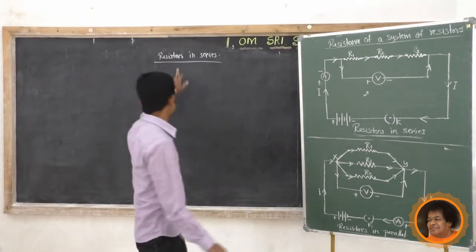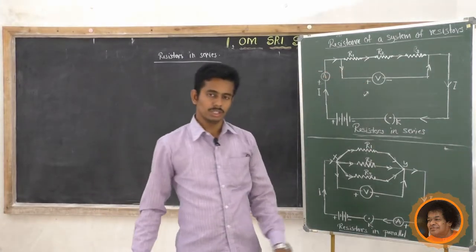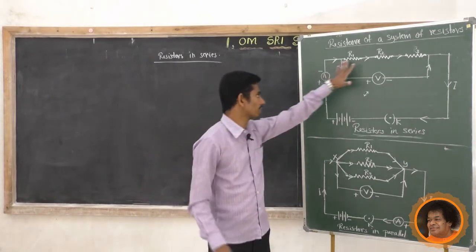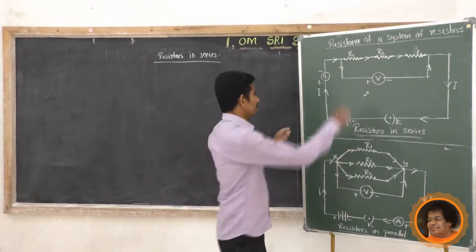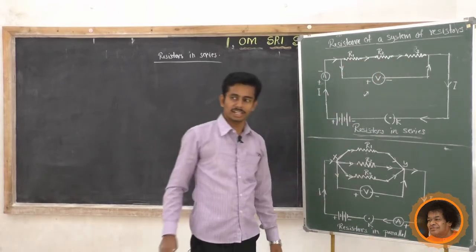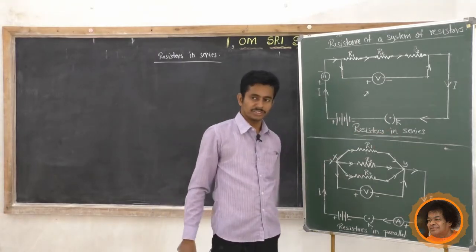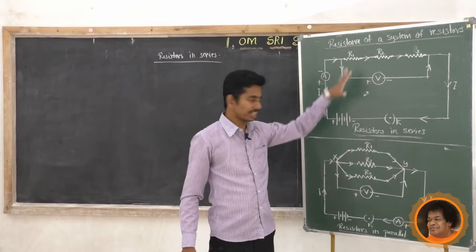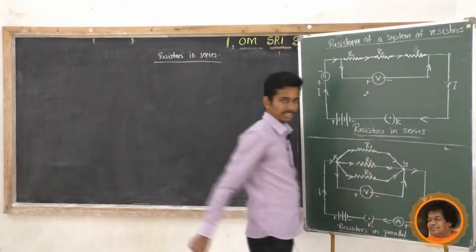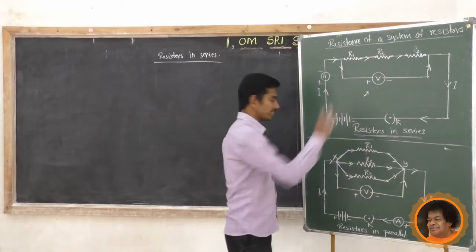Now resistors in series. If resistors are connected in series, what is the total resistance in the circuit? How to calculate the total resistance of the circuit? In this, R1, R2, R3, 3 resistors are joined end to end, and these are called resistors in series.